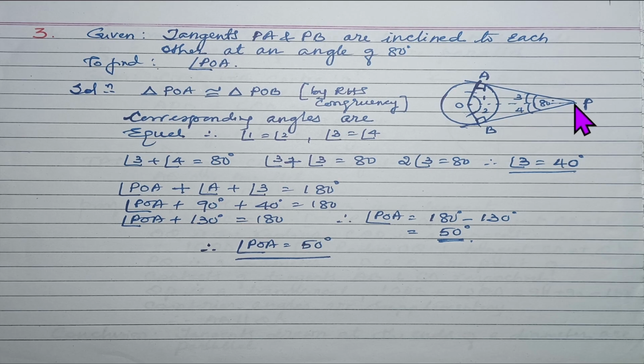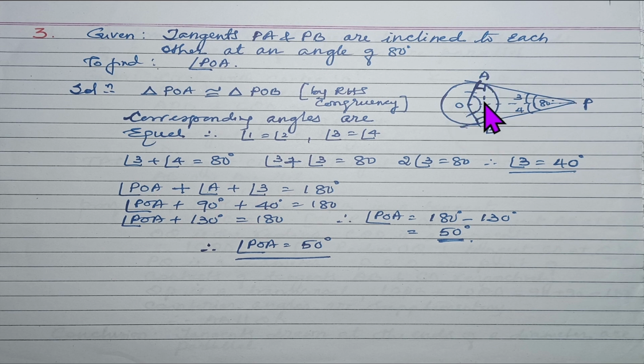Therefore, by RHS congruency, the two triangles, that is POA and POB, are congruent. If they are congruent, corresponding sides and angles are equal. That means angle 3 is equal to angle 4, that is angle OPA and OPB are equal, and also angle POA is equal to angle POB.